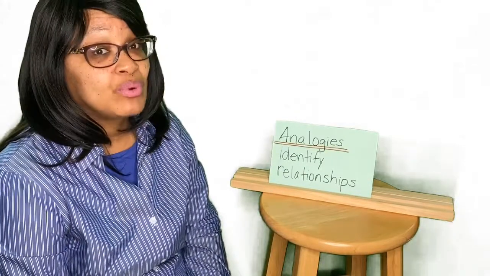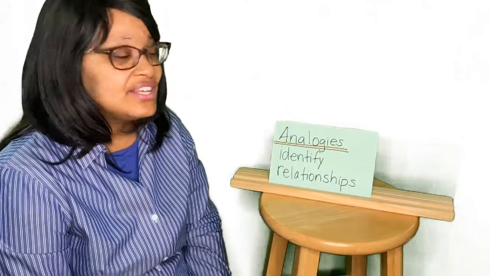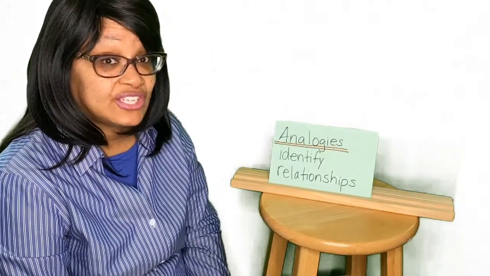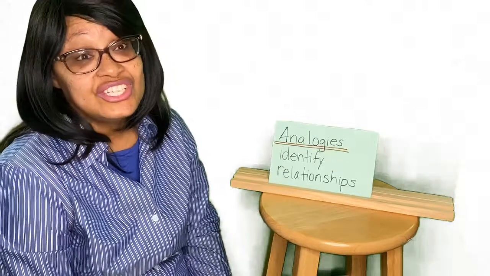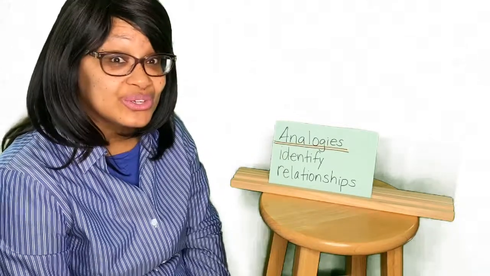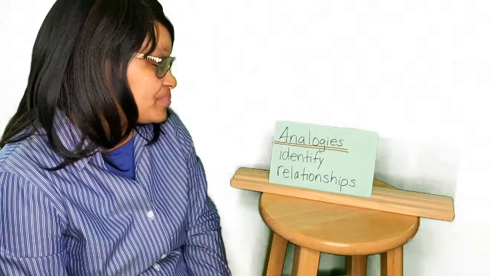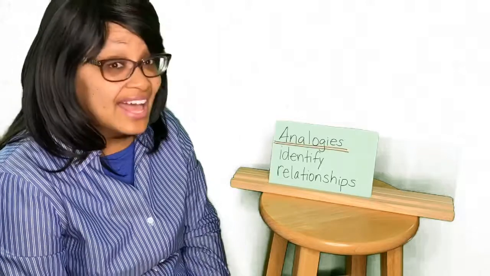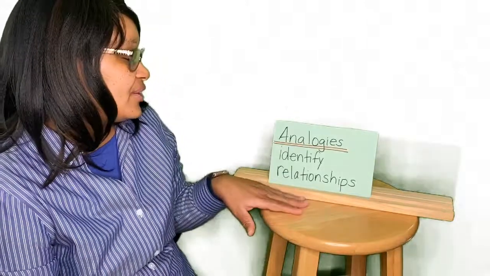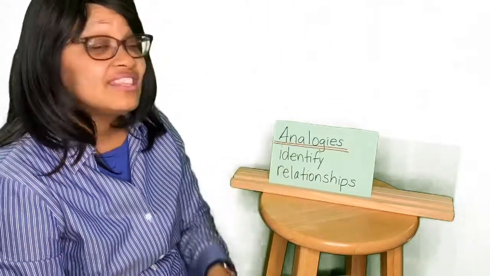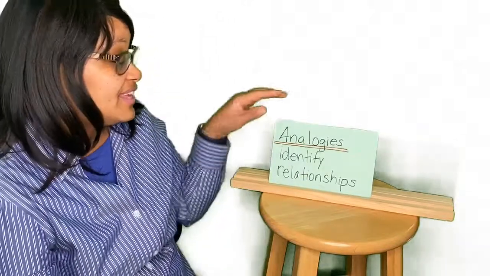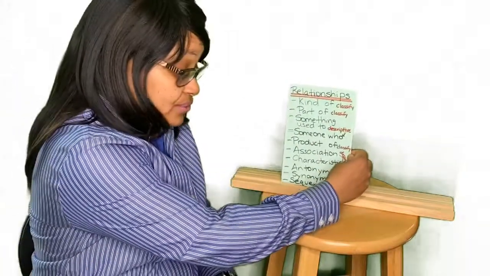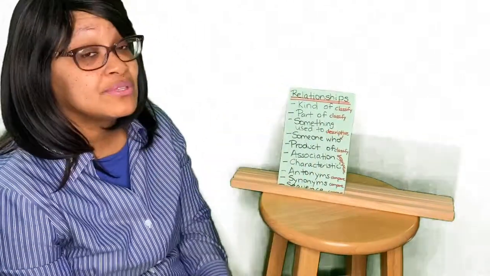Analogies also support critical thinking because you have to think about the different relationships within the analogy. Some say analogies are equations with words. So we are going to look at how you go about solving analogies. Here you would identify the relationships within the analogy. Analogies can have over 16 different types of relationships.